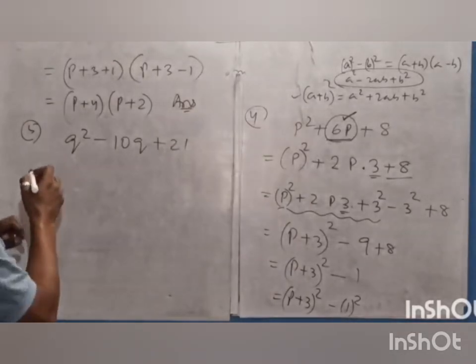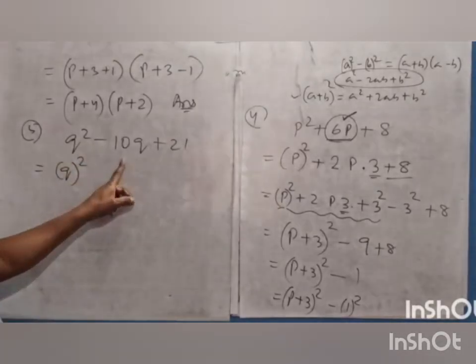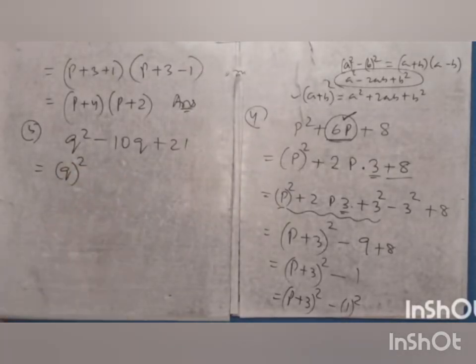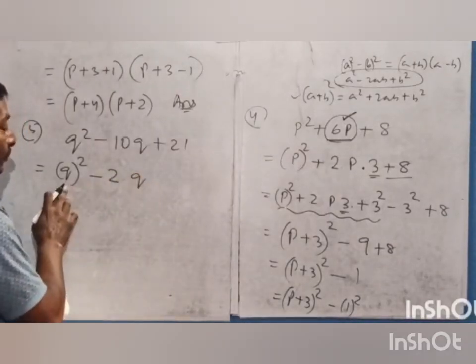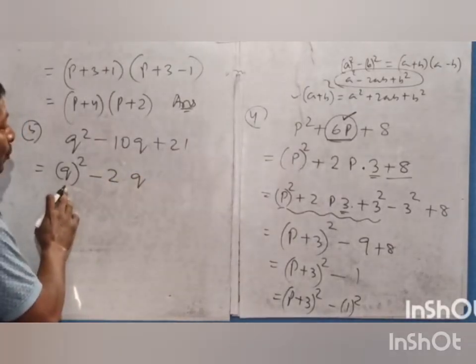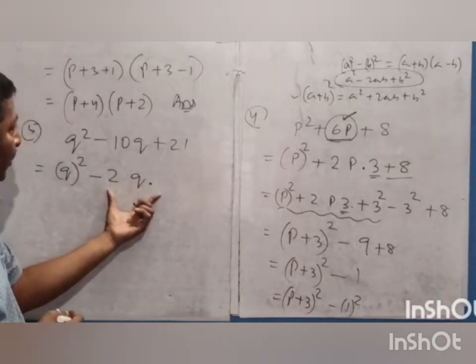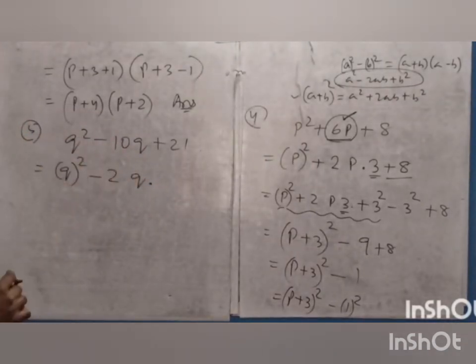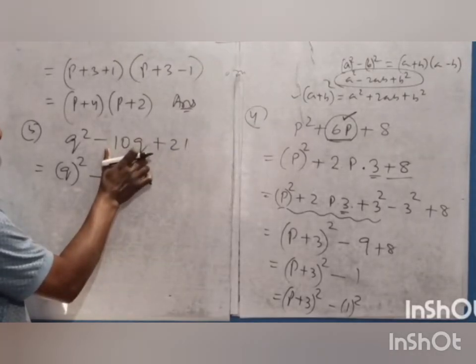So my next step will be a square. I have to make this 2ab. So minus 2, a is already found. Q, 2ab. B will be how much, so that this 2ab form will be equal to 10q? How to know the value of b? Just divide the 2ab value by the 2a.